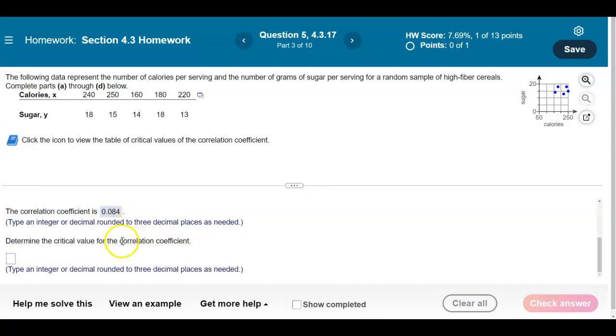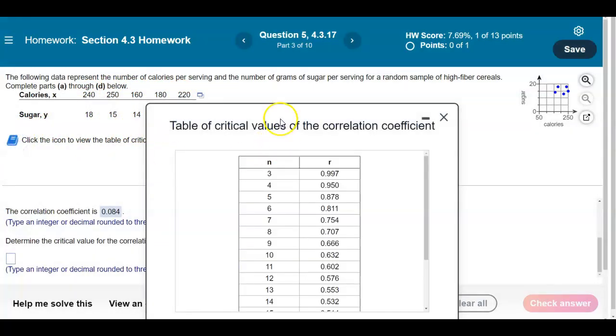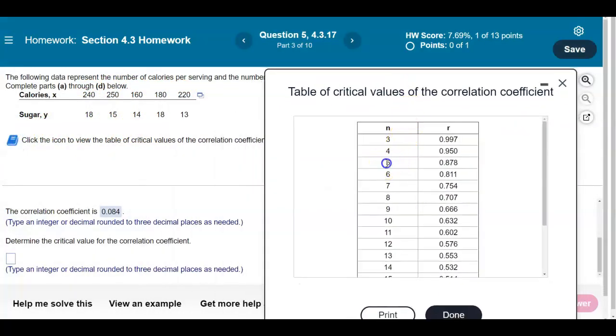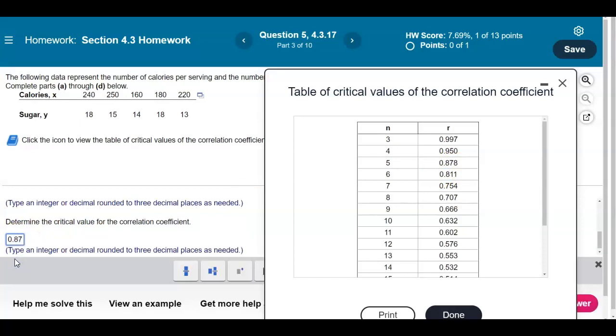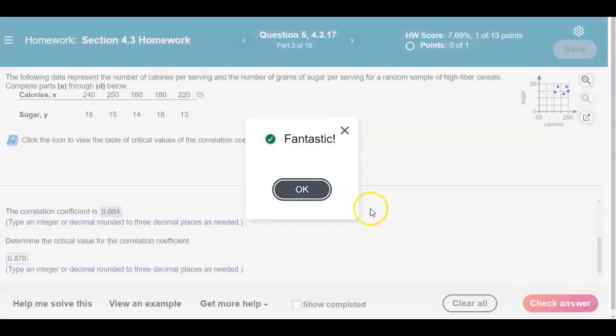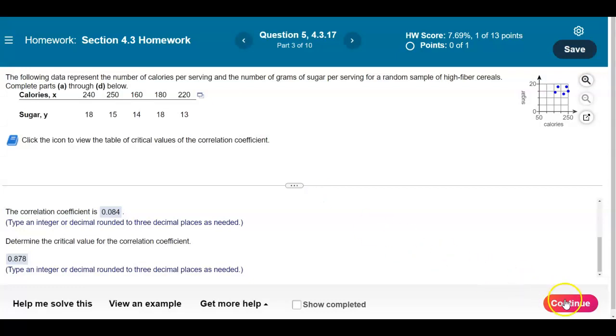Now we need to determine the critical value for the correlation coefficient. In order to do that, we need to look at the sample size. So this is 1 ordered pair, 2, 3, 4, and then 5. So we're going to open up the critical values. If we look at where n is equal to 5, what is the critical value? The critical value is 0.878. So 0.878 is the critical value. Check our answer, and there is our result.